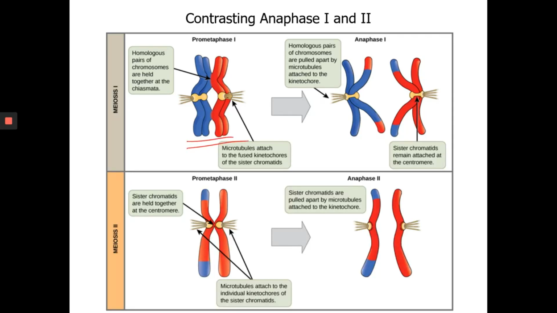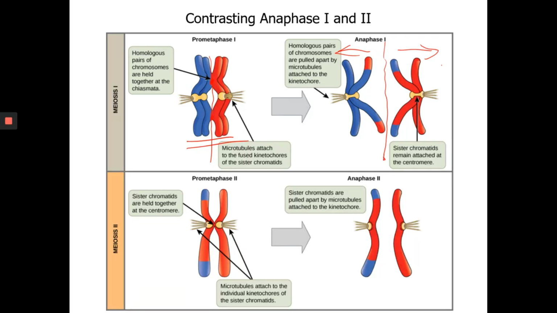So in Anaphase 1, these spots where they're connected, where they're held together, that's the chiasmata, right? If you remember from a previous slide. So in Anaphase 1, you are separating the chiasmata and pulling the 2 homologous chromosomes apart, and they will be distributed to different cells, to the 2 new daughter cells.